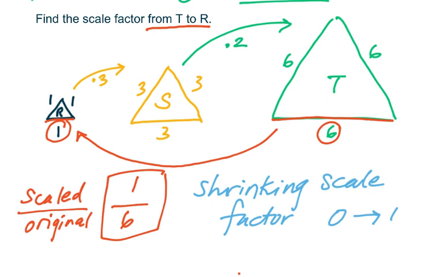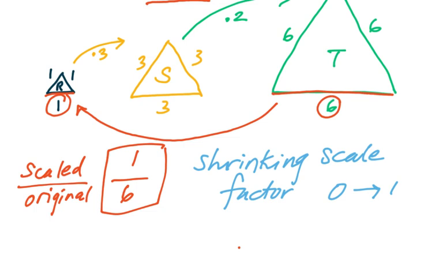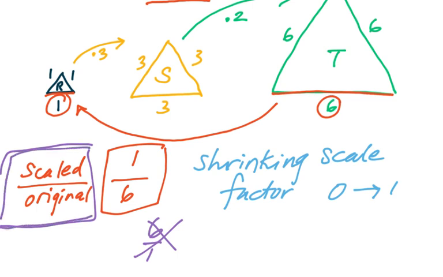If you chose the wrong answer of 6, then I think what you did is you reversed the order of your values, right? So 6 over 1 instead of 1 over 6, right? So I would remind you that you need to put the scaled value over the original, and when you do that, you will have 1/6, not 6 over 1.